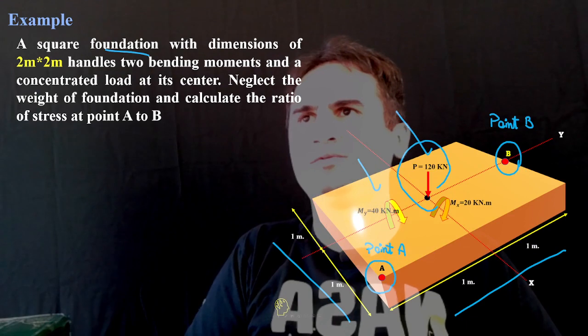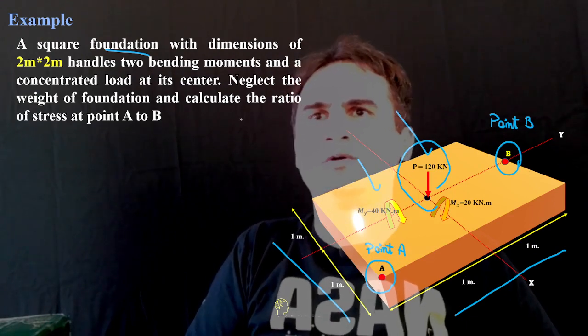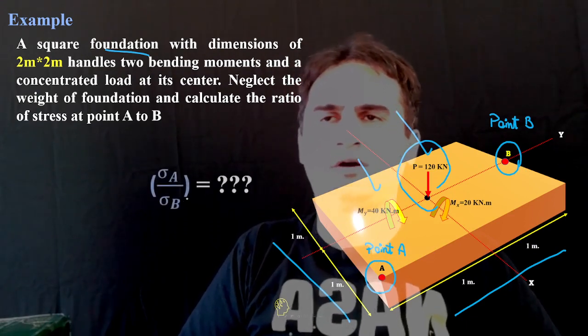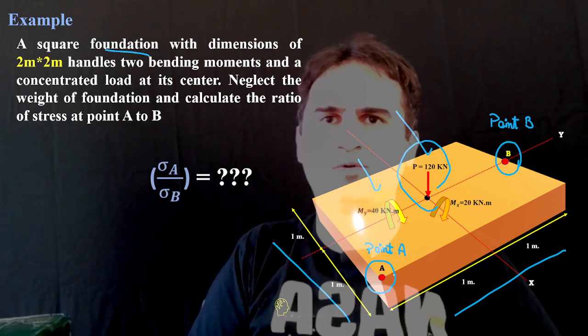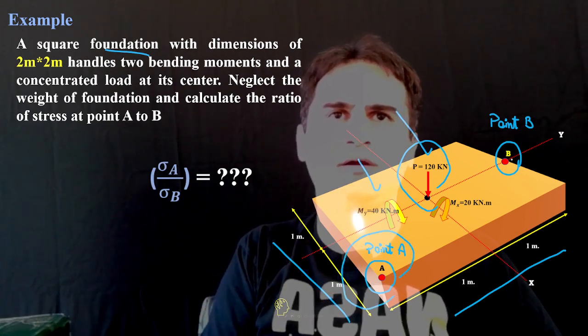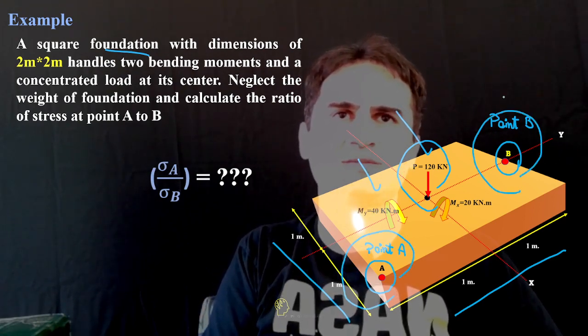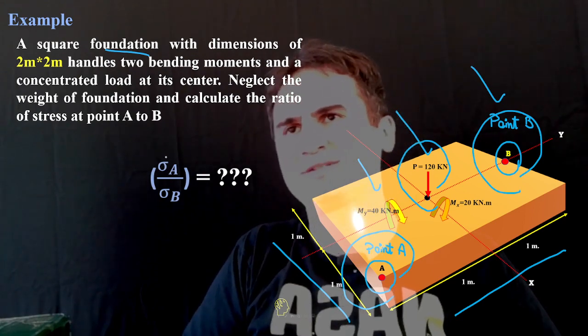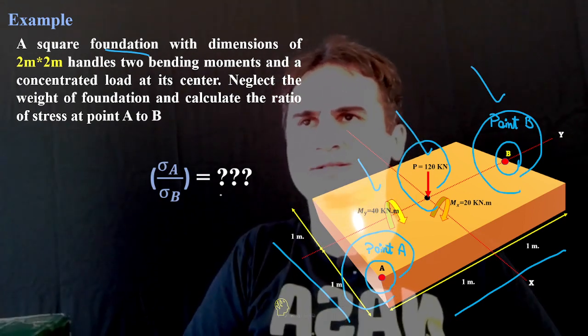We want to know the ratio of the state of stress at point A with respect to point B. So we want to know what sigma A over sigma B is.